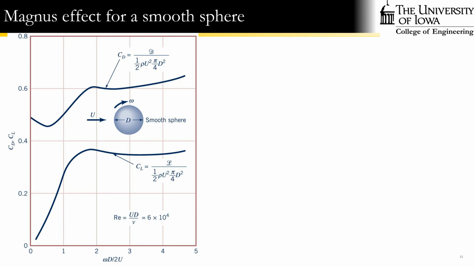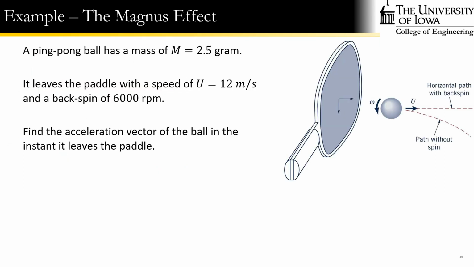I don't have time to work all the way through the example that I have written out here, but I can do, again, the broad strokes. Let's say we have a ping pong ball with a given mass. Say it's given a good whack and leaves the paddle at 12 meters per second with a backspin of 6,000 RPM. So someone really puts a ton of backspin on it. The question is, what is the acceleration vector of the ball, vertical and horizontal, at the instant that it leaves the paddle?